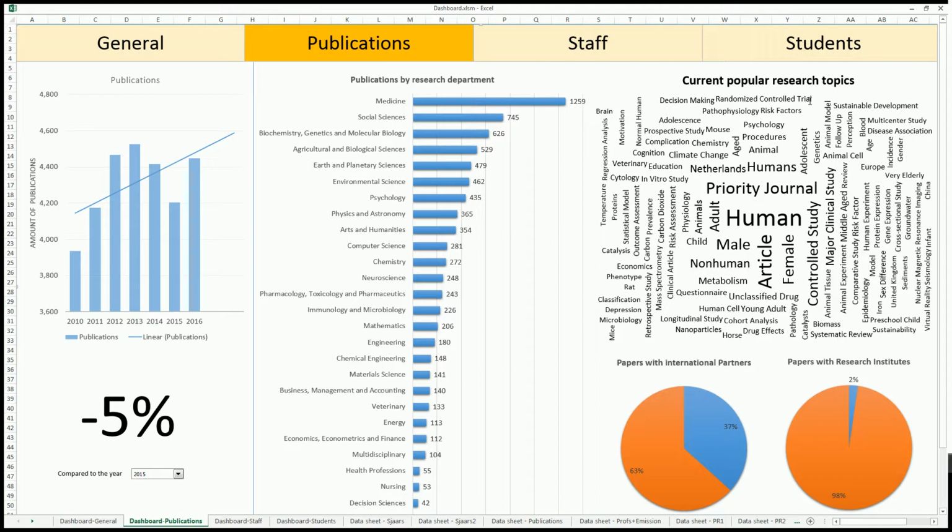In the bottom right, we can see the amount of papers that are published with international partners and the papers that are published with research institutes such as KNV or TNO.